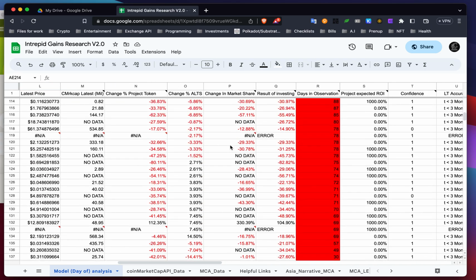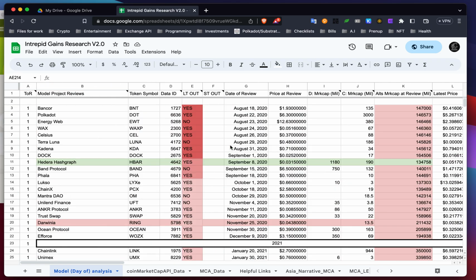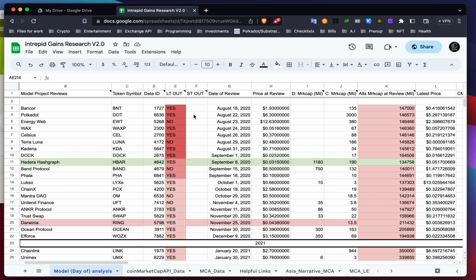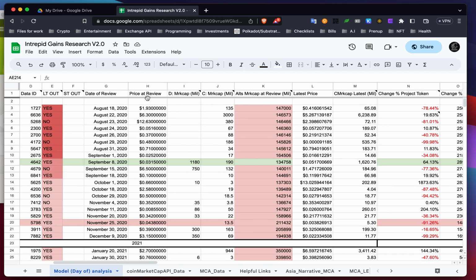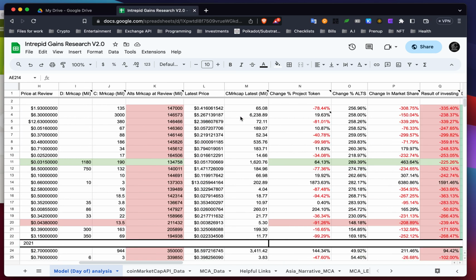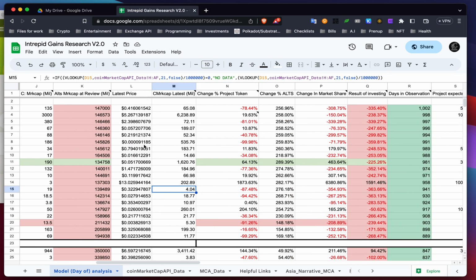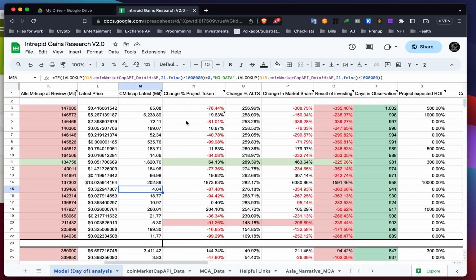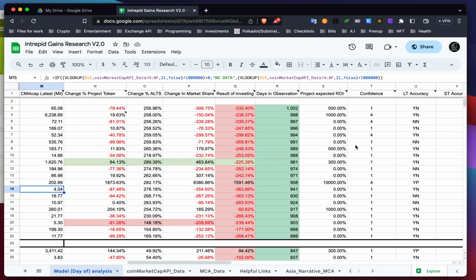All right, now let me just keep going through the stuff at the top. So you've got your date, you've got your price at review. This is just the market cap data. This is the total market cap for the alts. And then this is the latest price from the API data. This is the latest feeds, the latest market caps. And then it does a comparison between them, sees how they perform in the long term.